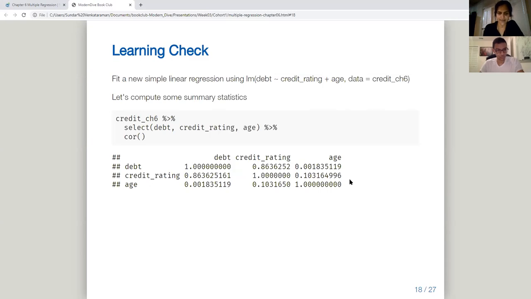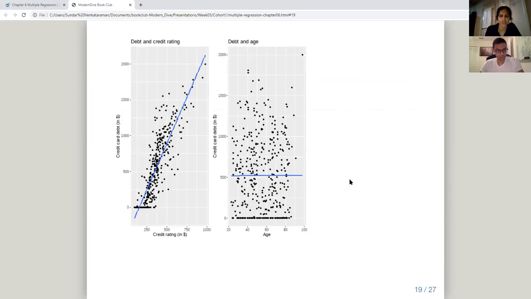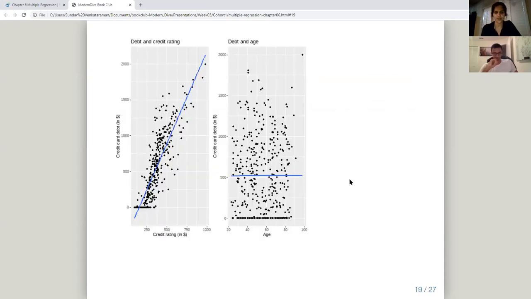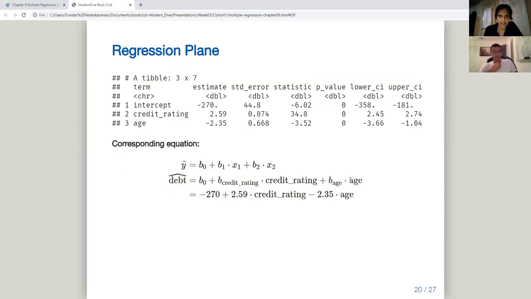It's the same exercise, just their own version, where they wanted you to try this out yourself. Like we saw earlier, the credit rating and debt correlation was 0.86, and credit rating and age was 0.103. You can tell there's very little correlation between age and credit card debt, and it's the same thing. This is basically whatever we saw earlier for the two numeric explanatory variables. It's just the exercise that we had.